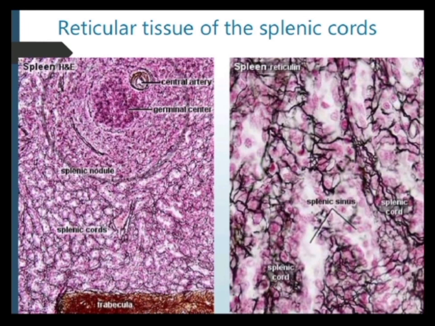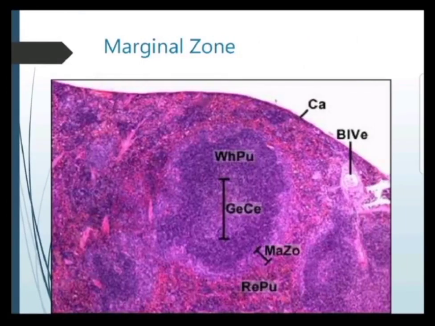Reticular tissue of these splenic cords. You can see these are the reticular fibers, which are argyrophilic and stained with silver nitrate. They give rise to the black coloration. So the stroma of the lymphatic organs is always made up of reticular tissue. As I have told you, there are reticulocytes, reticular cells.